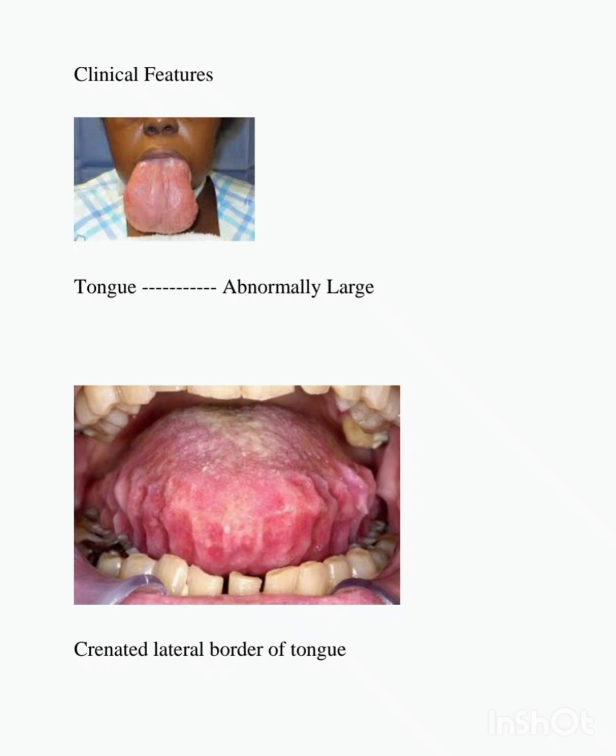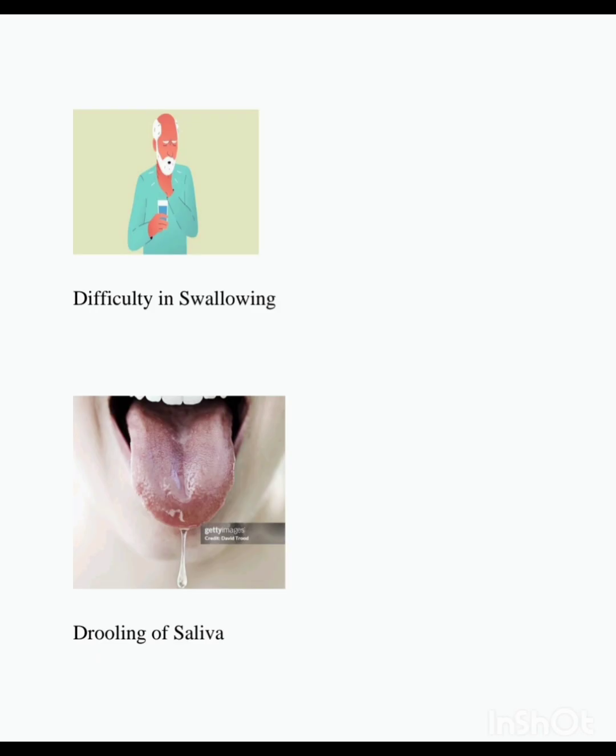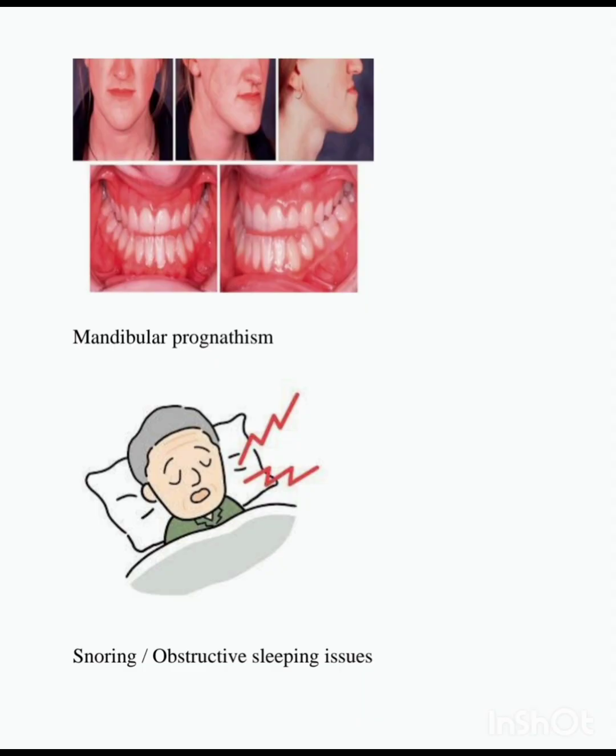Now we will move on to the clinical features of macroglossia. First and foremost, we can see an abnormally enlarged tongue. The patient may have crenations along the lateral side of the tongue. Moreover, patients may experience speech difficulty, difficulty in chewing, difficulty in swallowing, drooling of saliva, mouth breathing, open bite, mandibular prognathism, snoring, and obstructive sleep problems. These are the main clinical features of macroglossia.